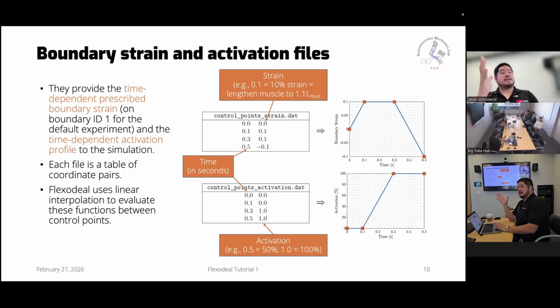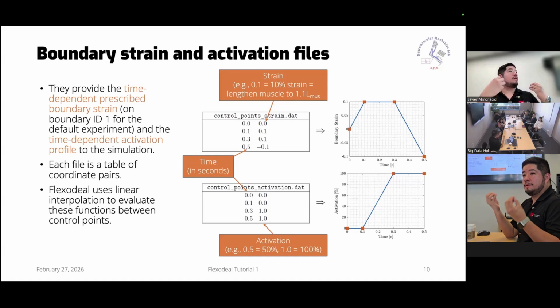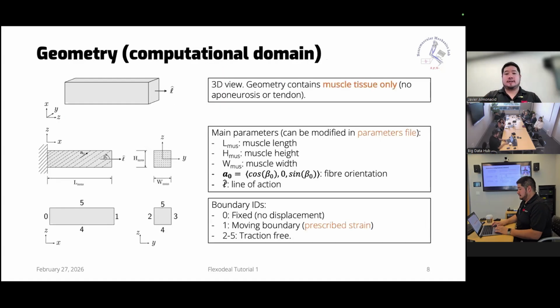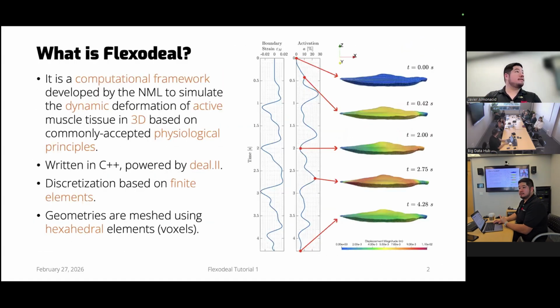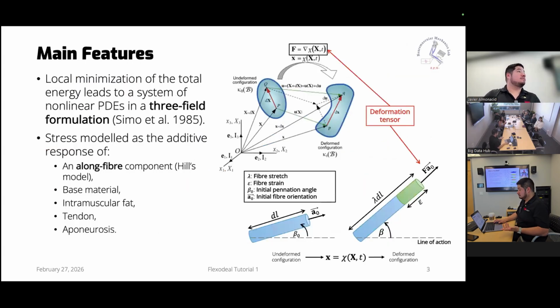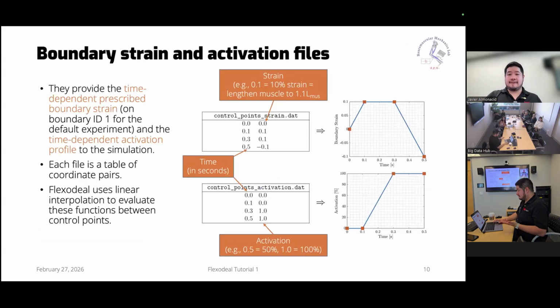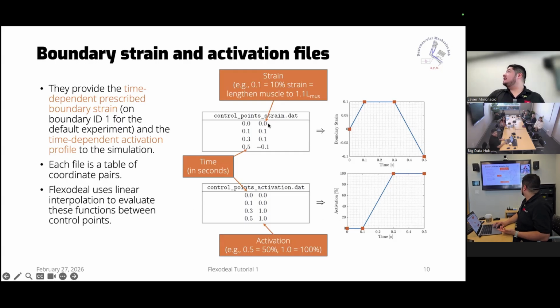Now, how is it evaluated inside Flexodeal? Basically, it's linear interpolation. So if you want to create a more complicated profile, say like that one, then you're gonna need more points. That's all. And the file is very simple. It's a table of coordinate pairs, basically. First column is time, second column is strain. You can generate that with Python, MATLAB, Excel, many options there.